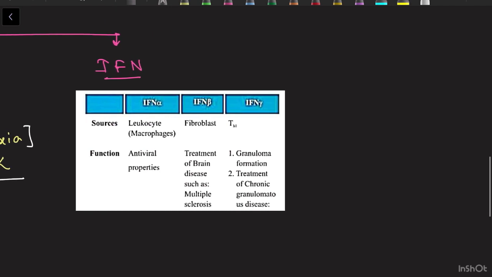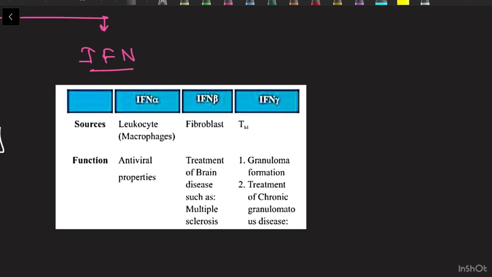Now moving to interferon. Interferon, I would say the most important part which you have to remember is interferon gamma. Interferon gamma has two main functions. One, it is associated with granuloma formation or granulomatous inflammation that you will study later. And the second one is it is associated with chronic granulomatous disease. So when you see interferon gamma or G, you can go from gamma to G to granuloma, or anything that is associated with granulomatous inflammation.